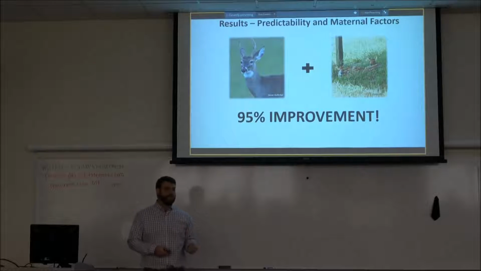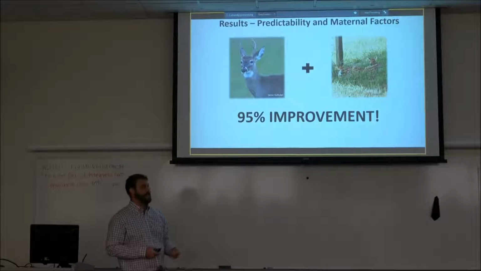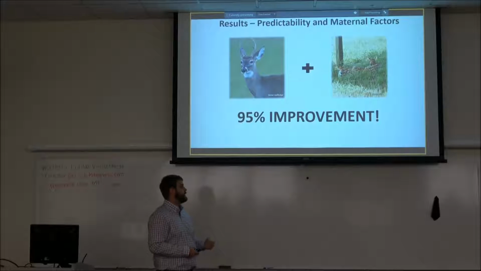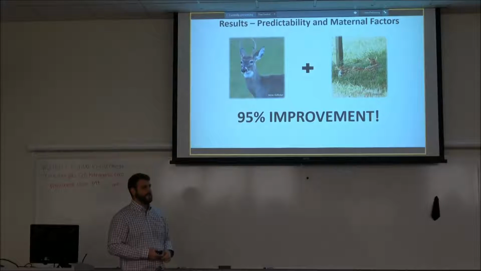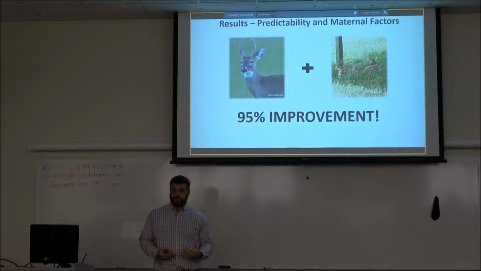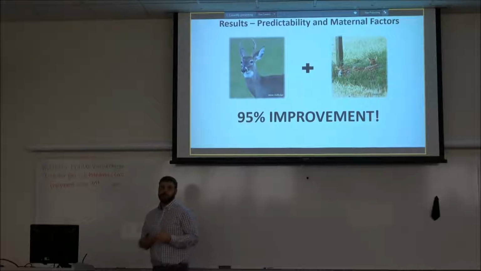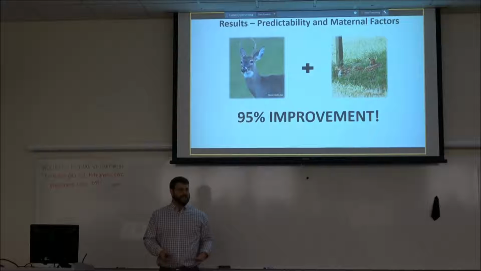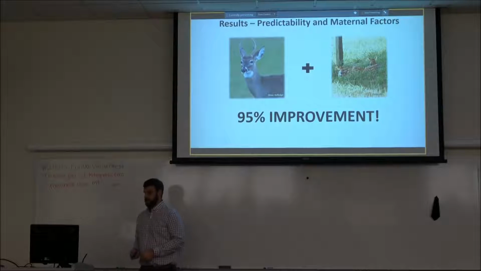So once it's all said and done, you're trying to predict 3.5-year-old antler size based off of yearling antler characteristics. Accounting for litter size and parturition date basically allows you a 95% improvement in predictability, which obviously is a pretty big deal. But if you're a manager, you don't know what parturition date and litter size is, so that's pretty important to understand.